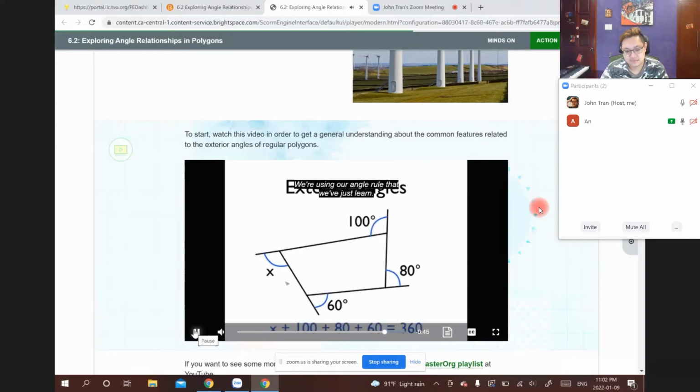Well, using our angle rule that we've just learned, we know that x add 100, add 80, add 60 must be equal to the 360 degrees total. Or another way of thinking of it would be to take our 360 degrees, which is our total, and take away 100, take away 80, take away 60. What we'll be left with would be angle x. So if we do that, we find that angle x is 120 degrees.